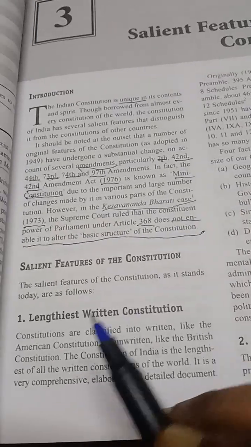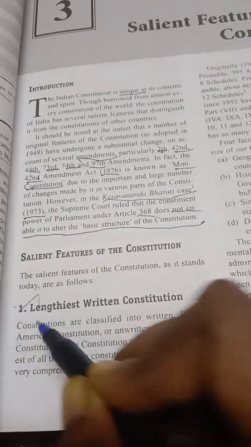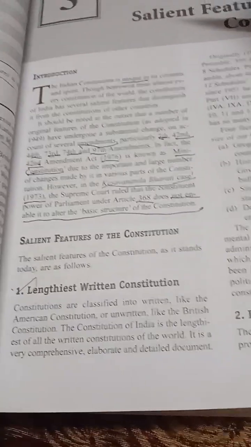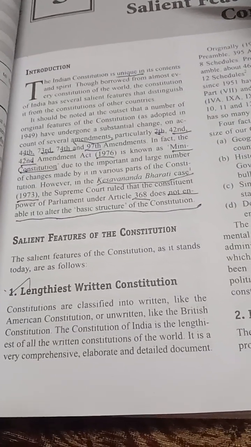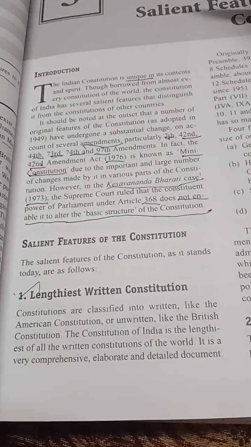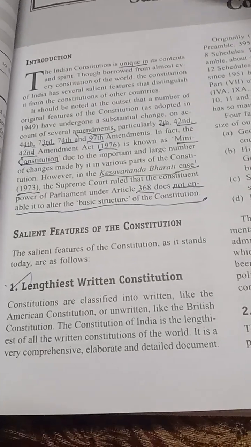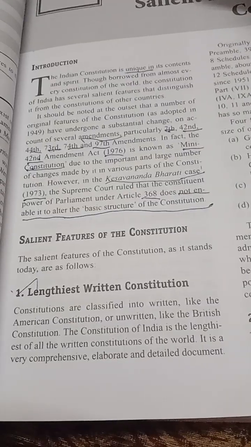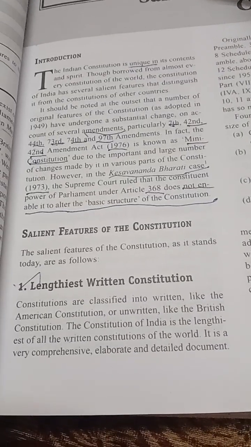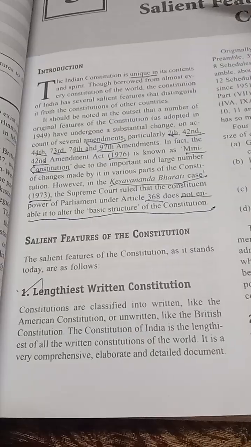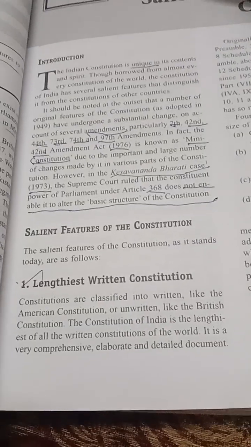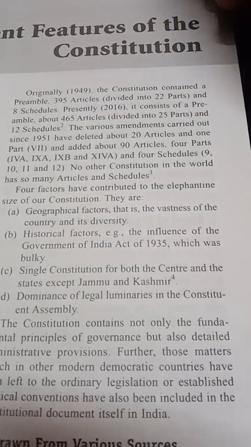First one, the lengthiest written Constitution. Constitutions are classified into written, like the American Constitution, or unwritten, like the British Constitution. The Constitution of India is the lengthiest of all the written constitutions of the world. It is a very comprehensive, elaborate and detailed document.